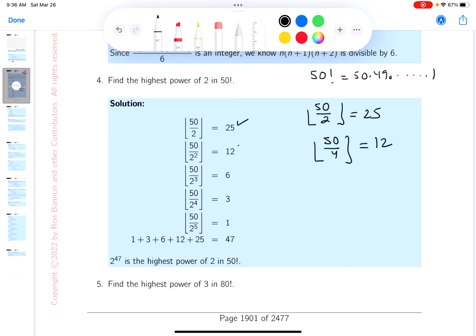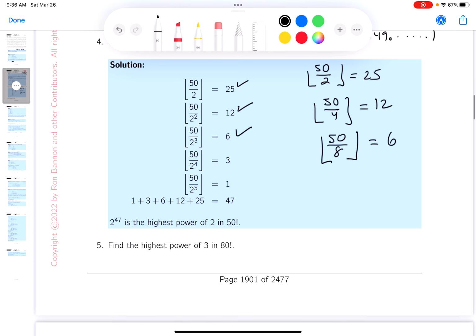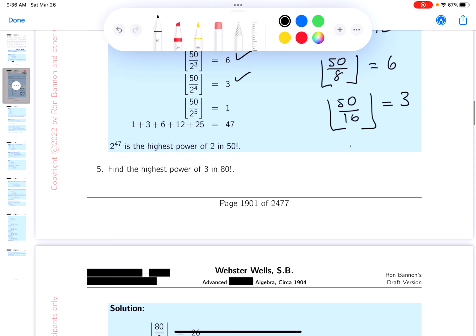Again, I don't mind people using calculators if they need to. Now 50 divided by 8, we want the floor of that. And that goes in, let's see, 6 point something. So the floor is 6. Then we do 50 divided by 16. We want the floor of that. And that goes in like 3 point some times. So the floor is 3. We don't need to know what the point is at this point. And then 50 divided by 32, well, that goes in 1 point something, so just 1, and we're done.